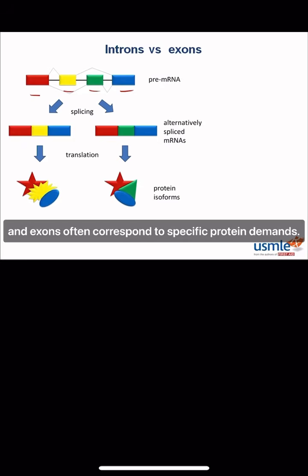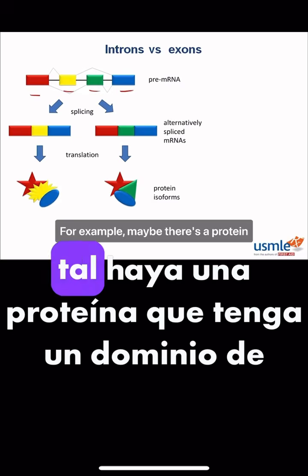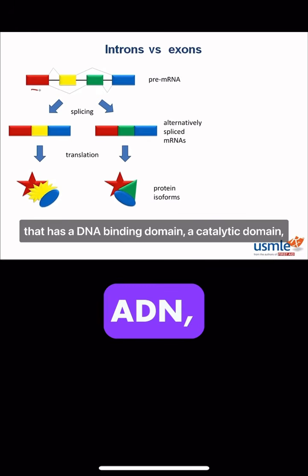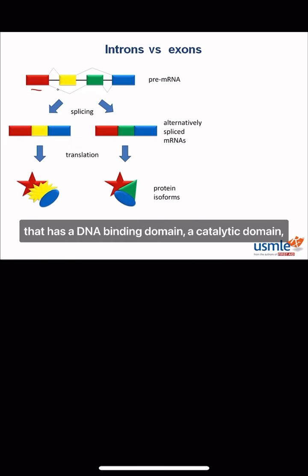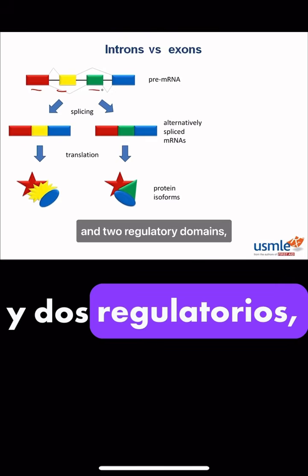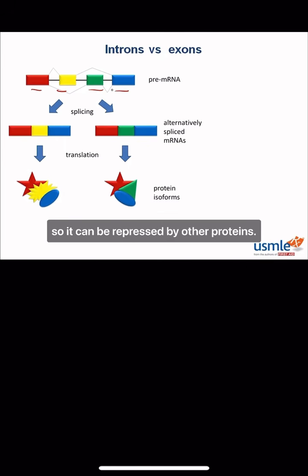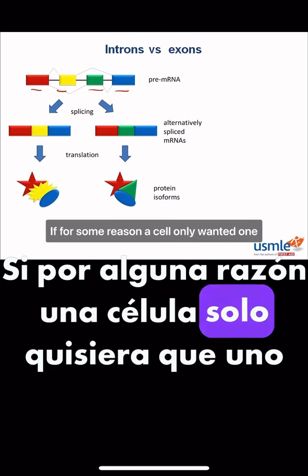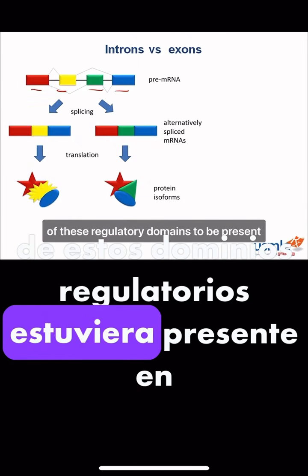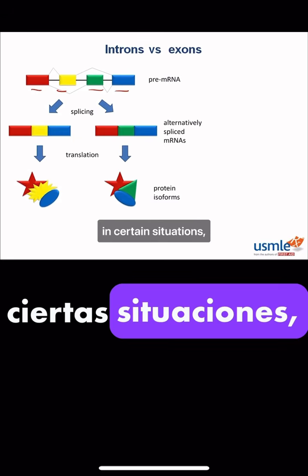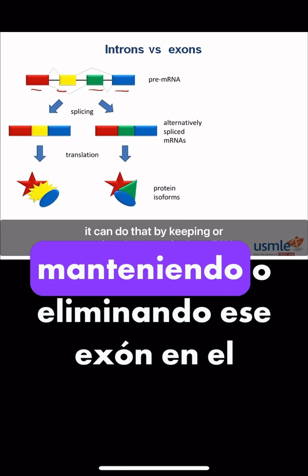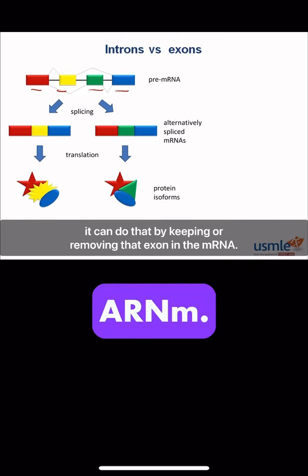protein domains. For example, maybe there's a protein that has a DNA binding domain, a catalytic domain, and 2 regulatory domains, so it can be repressed by other proteins. If for some reason a cell only wanted one of these regulatory domains to be present in certain situations, it can do that by keeping or removing that exon in the mRNA.